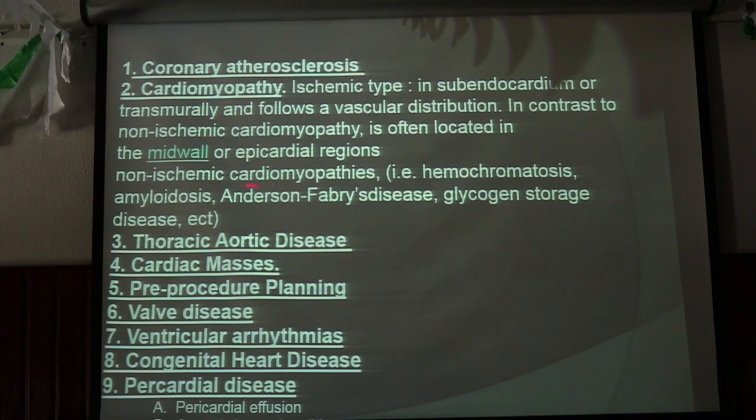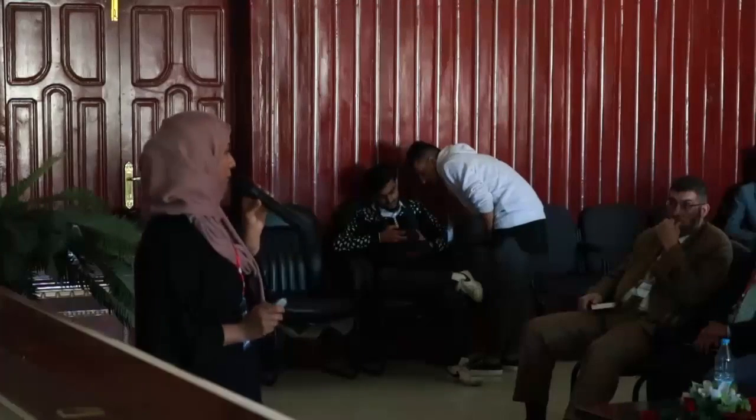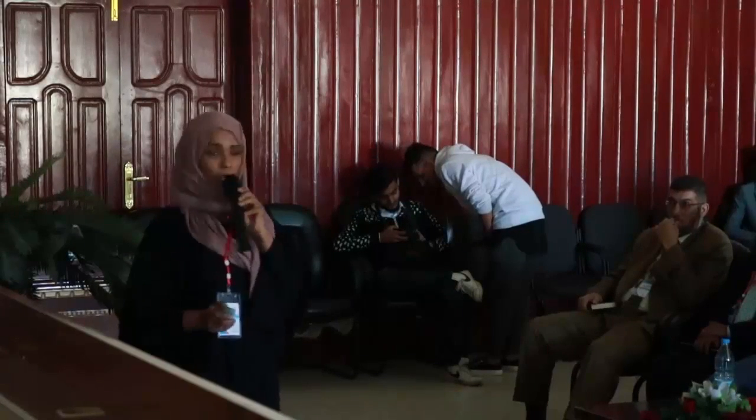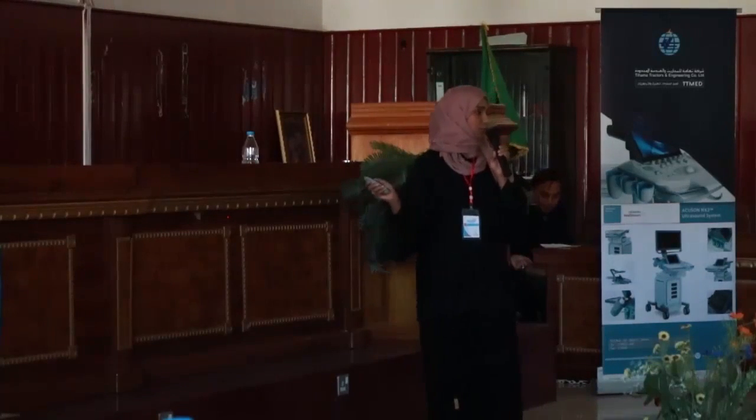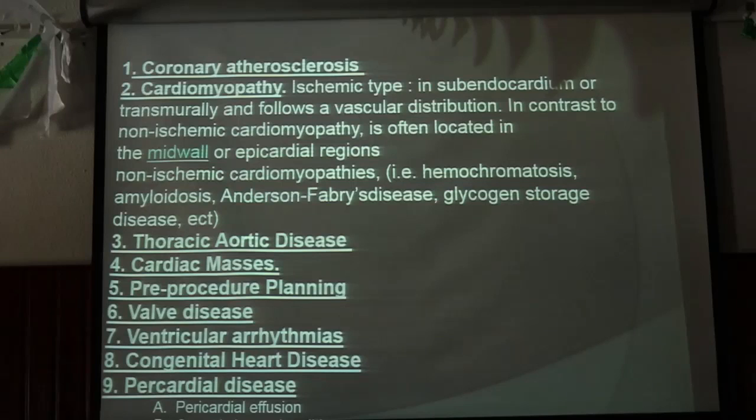Also, it's used for evaluation of causes of non-ischemic cardiomyopathy such as hemochromatosis, amyloidosis, glycogen storage disease, etc. Number 3, MRI plays a major role in evaluation of thoracic aortic disease because, for example, in cases of aneurysm, it will show the aneurysm, the extent of the aneurysm, the size of the aneurysm, the rest of the aorta, the great vessels, and the rest of the heart.